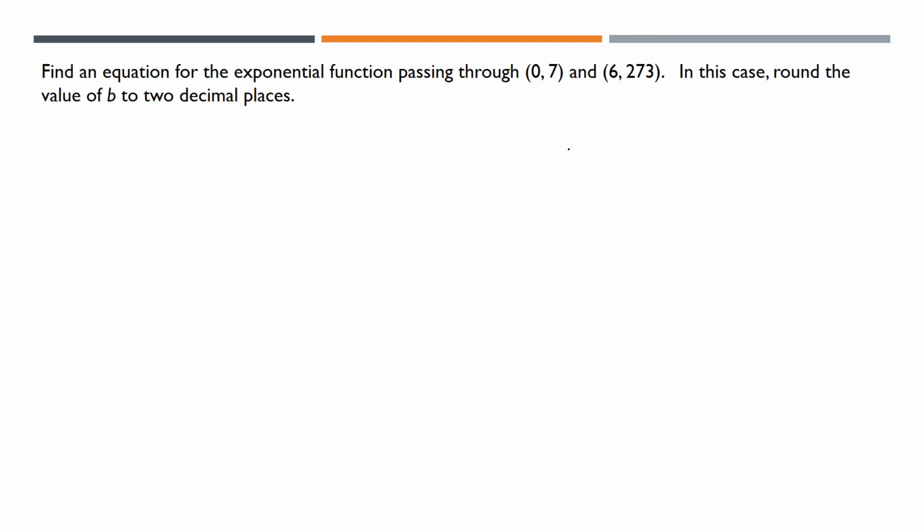Let's try this again. Find an equation for the exponential function passing through (0, 7) and (6, 273). I'm expecting another positive value of b because our function is increasing. From 0 to 6, we go from 7 to 273. In this case, round the value of b to 2 decimal places.